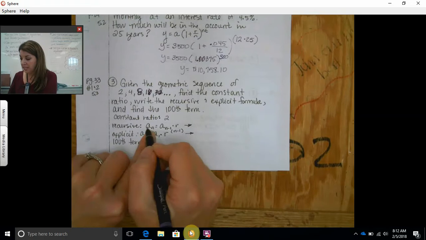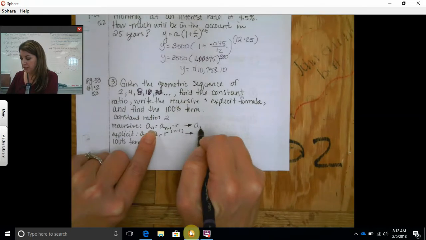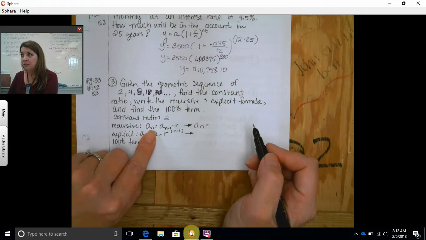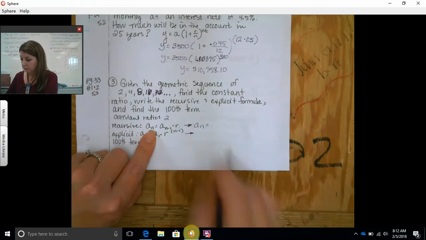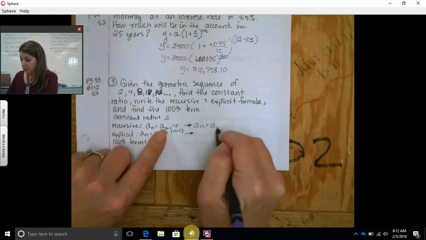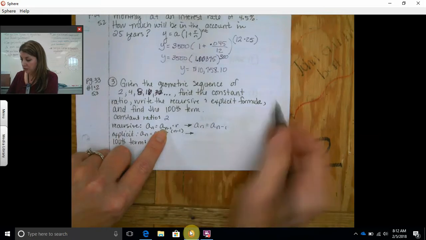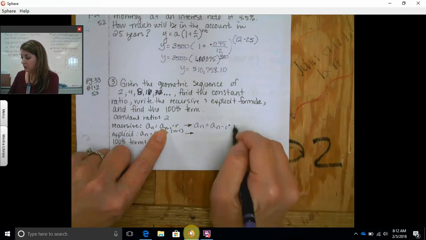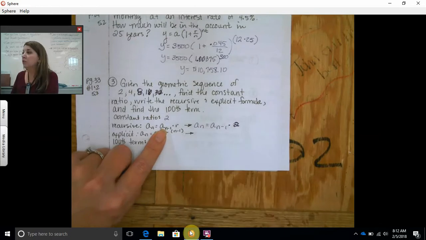So like a sub n, I just write a sub n, because if I was looking for the 10th term, I'd put a sub 10. If I was looking for the 50th term, I would write a sub 50, but I just want any term. Again, a sub n minus 1, that is the previous term. I don't know unless I am looking for something specific. The only thing that would be constant in the whole thing is the constant ratio, which is 2. So that's really the only number you would substitute in for the general formula.